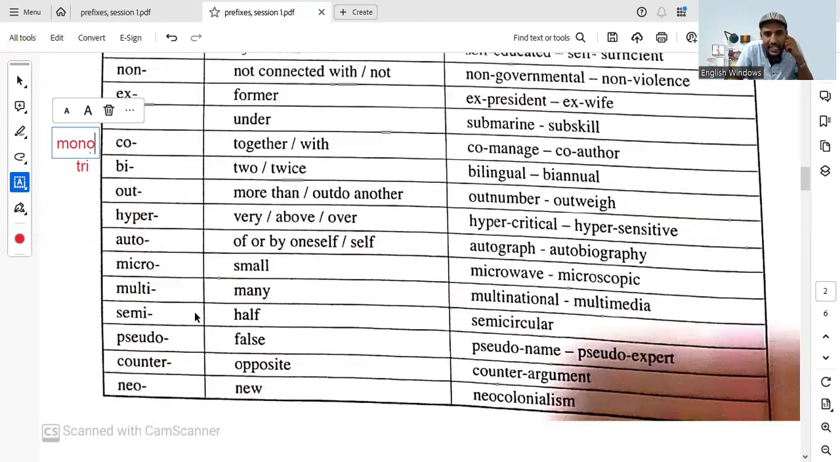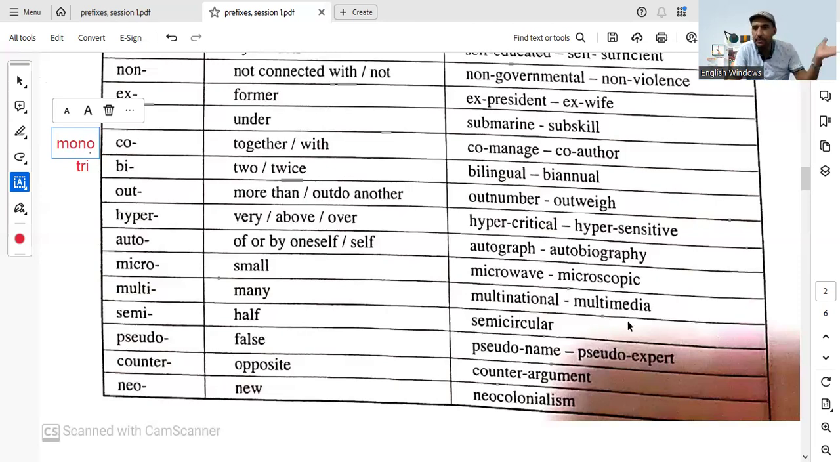Well, micro and then multi. Multi means many. Multinational. So multinational means it includes different nations, right? On the international level. It's multinational, right? Football, let's say, as an example, the World Cup Championship. The World Cup is multinational. Why? Because it includes different nations and different countries competing against each other, right?